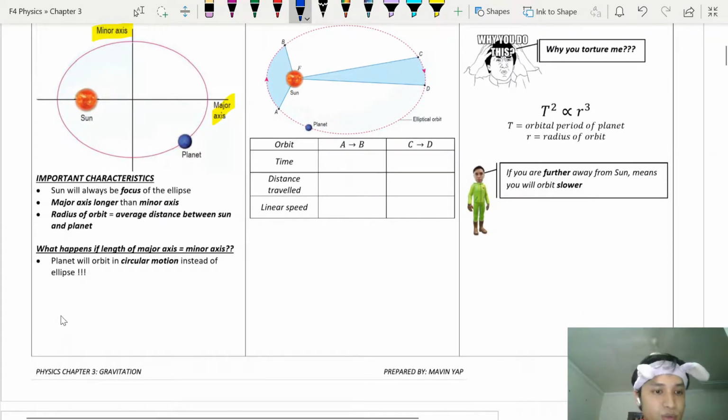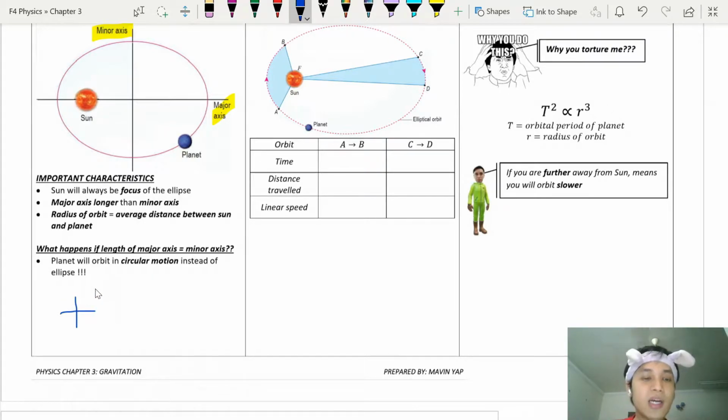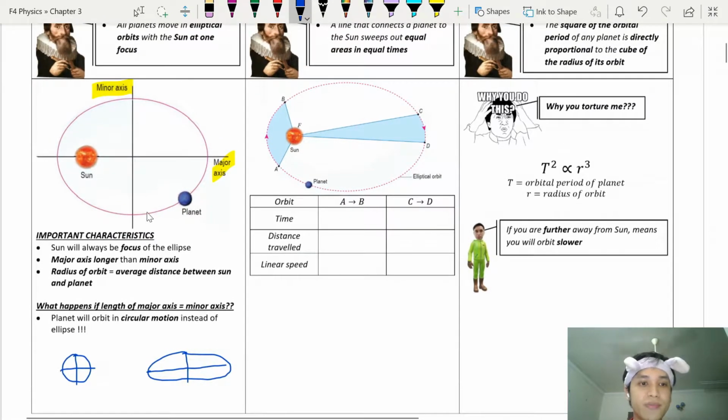If I were to draw you a cross, assume that I'm drawing it with the same length. If you were to complete the diagram, you will notice that the circle here is more round, right? But if I were to lengthen this one, this will become an oval shape, which is what the planet is doing right now, the elliptical orbit. And the reason is that the major axis here is longer than your minor axis.